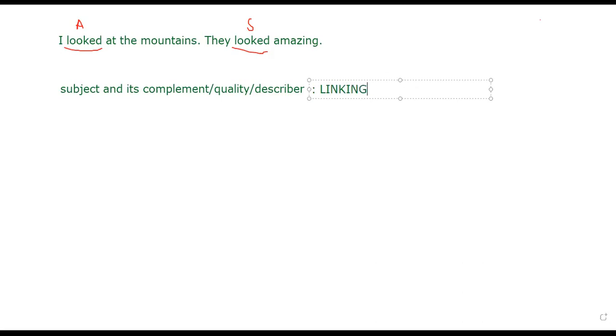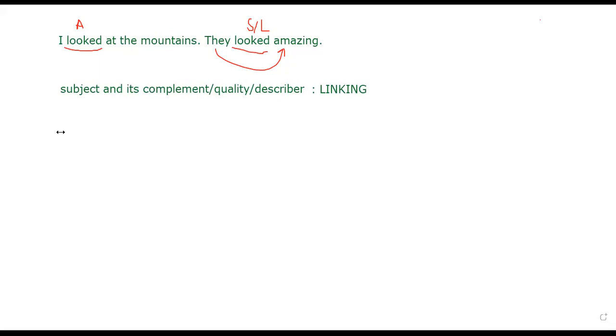But if you look at this sentence, they looked amazing. Now, they is the subject, they are the mountains, and looked is linking it to its quality. The mountains were amazing. Amazing is the quality that the mountains had. So, in this case, it is a stative verb, but it is also a linking verb. If you answer with either of these, your answer will be considered correct. If they give you a sentence like this, with an adjective at the end that is describing the subject, and you call it a linking verb, that is completely fine. But it is not fine in all the cases.